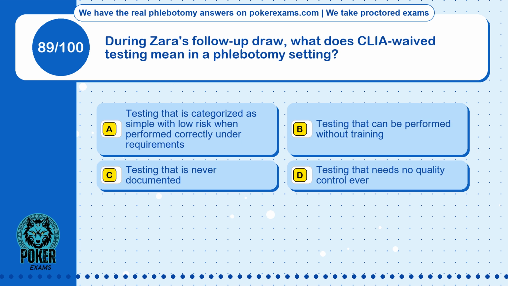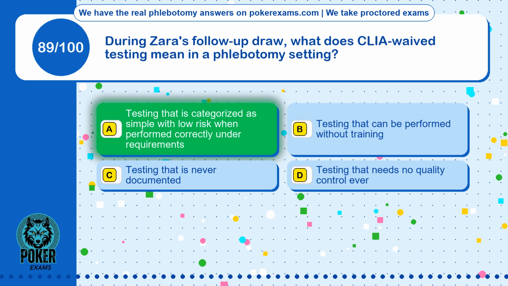Question 89. During Zara's follow-up draw, what does CLIA waived testing mean in a phlebotomy setting? Option A: testing that is categorized as simple with low risk when performed correctly under requirements. Option B: testing that can be performed without training. Option C: testing that is never documented. Option D: testing that needs no quality control ever.